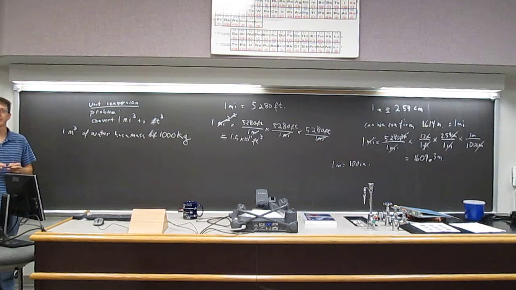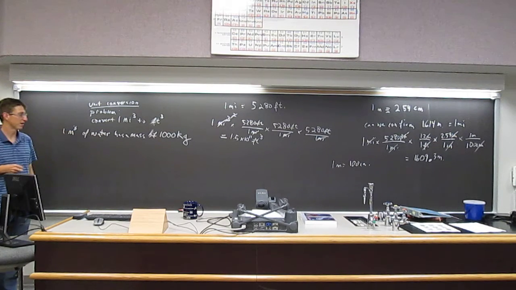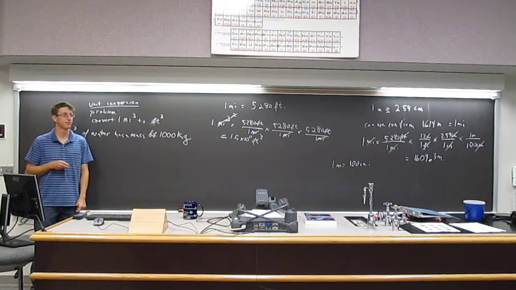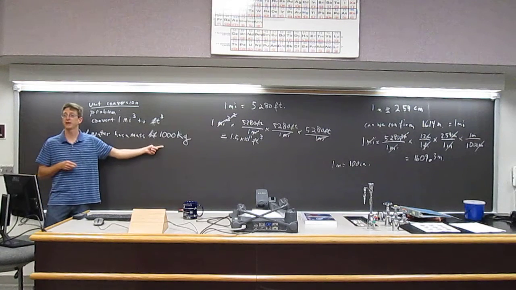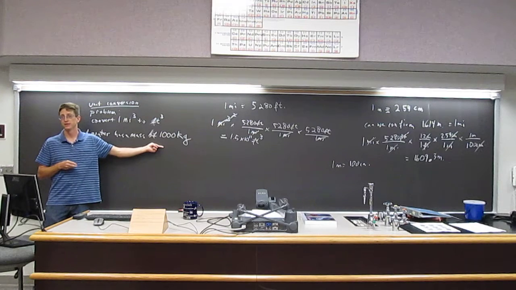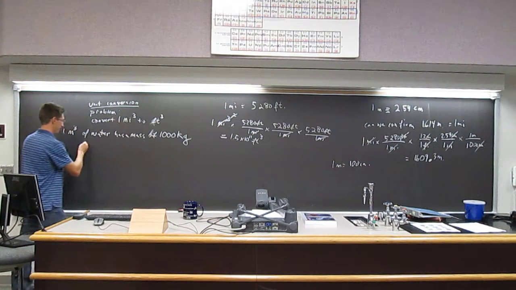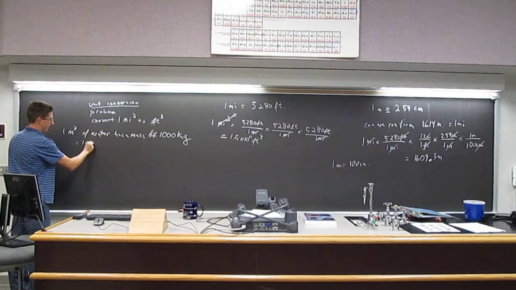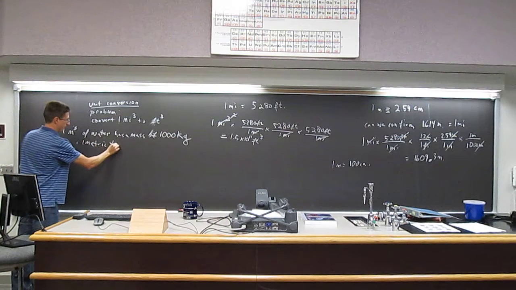Has anyone ever seen that before? About how many tons is 1,000 kilograms? 1 would be 1 ton roughly, right? A kilogram is about 2.2 pounds, so this would be a little over 2,000 pounds. Actually, this is the definition of a metric ton. So that's what we call a metric ton.